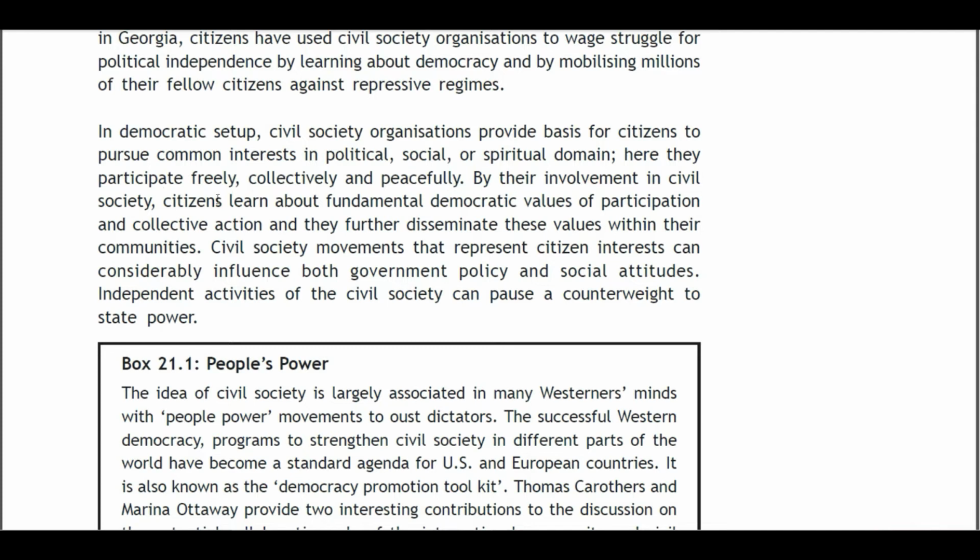By their involvement in civil society, citizens learn about fundamental democratic values of participation and collective action, and they further disseminate these values within their communities. Civil society movements that represent citizen interests can considerably influence both government policy and social attitudes. Independent activities of civil society can pose a counterweight to state power.